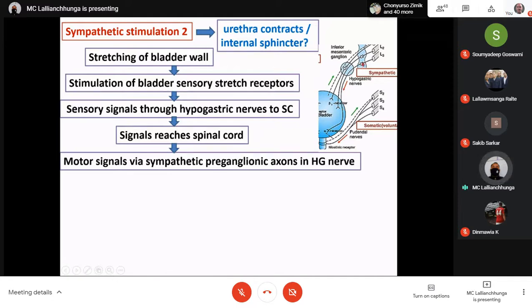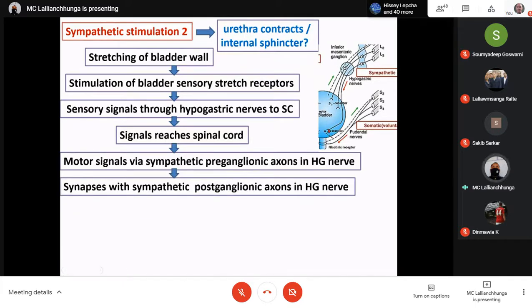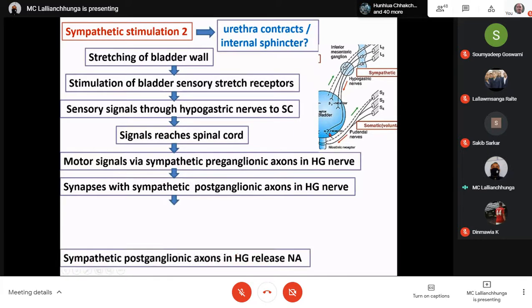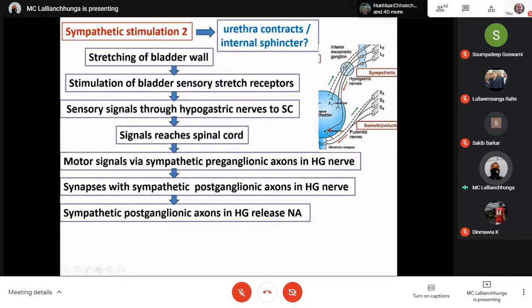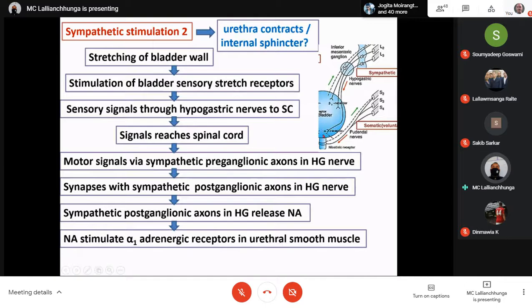Okay, after synapse in the ganglion, the postganglionic neuron will send a signal back to the urinary bladder, and here the area is different now. Here it is through the hypogastric nerve. Again, noradrenaline will be released, just like the previous one, but the receptors here are different. It is alpha-1 adrenergic receptors. Previously it was beta-2. Here alpha-1 adrenergic receptor is present.